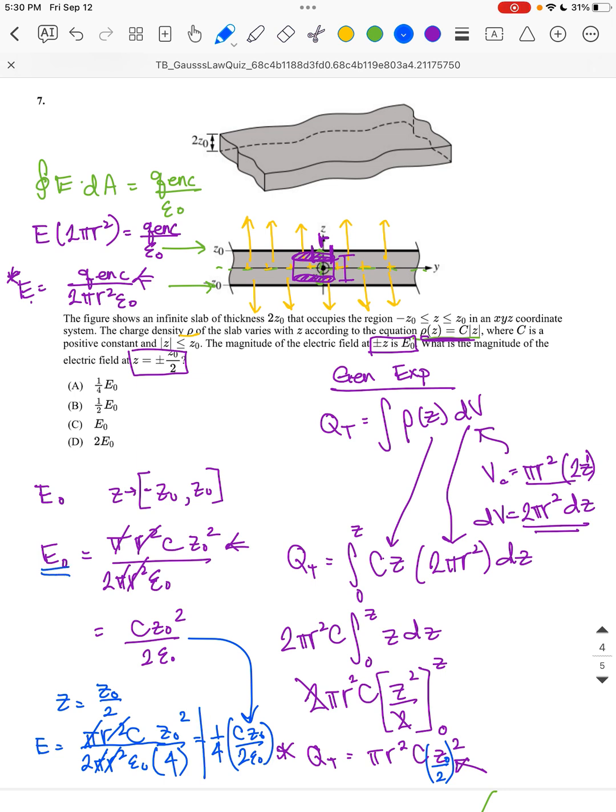And so in the end, our answer would be 1/4 of the total electric field is what we get when we are trying to find the electric field at halfway between the center and the top of our slab. So this is a proportion question. There was some complicated calculus that went into it, but once you understand what they mean by the z direction and the changing density, it's not too bad.